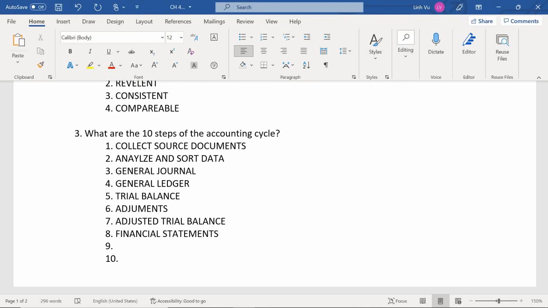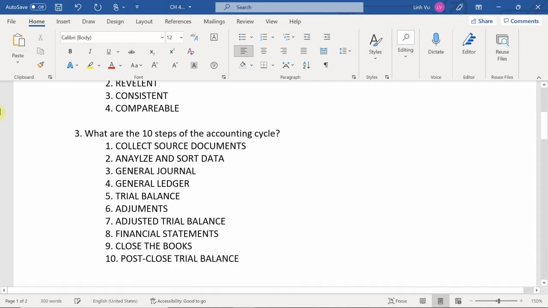Close. You're going to close the books by closing out your revenues and your expenses out to equity. What else? Post-closing trial balance. Yep. You need to do the post-closing trial balance. Post-close trial balance. Good. Okay.